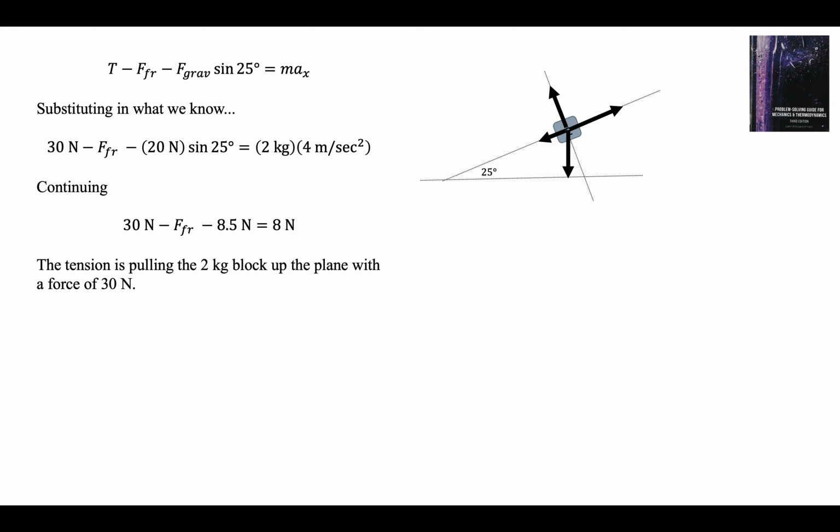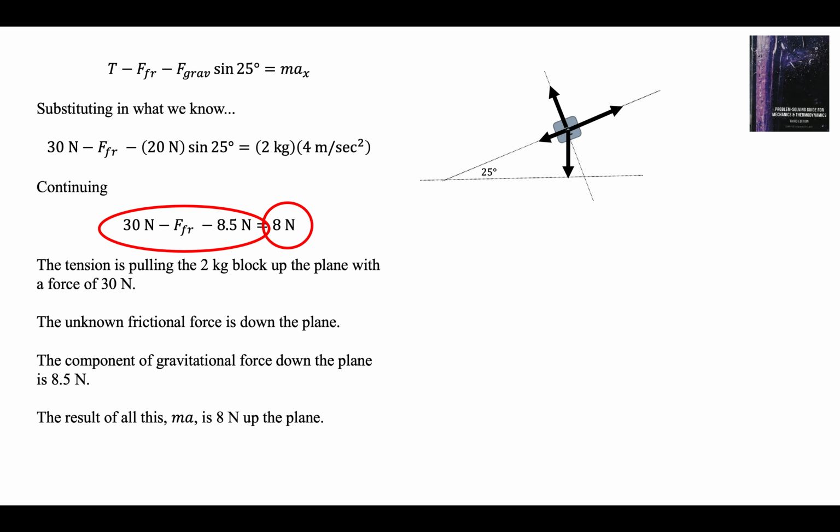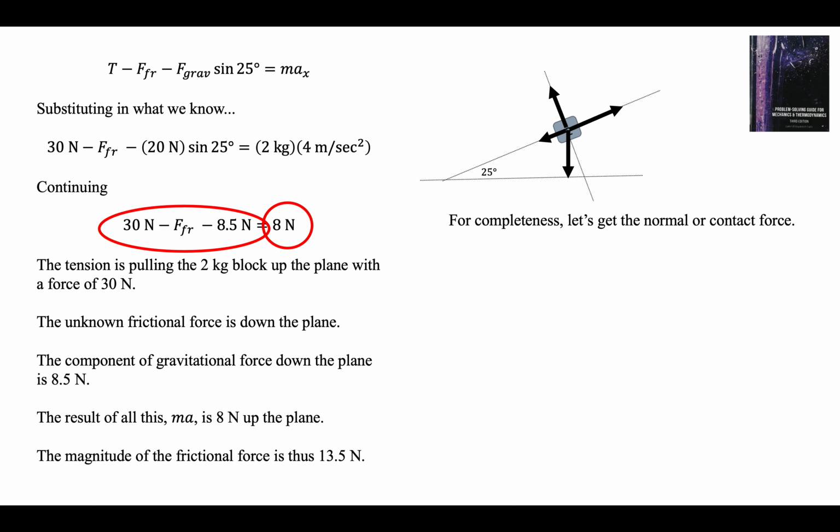The tension is pulling the 2 kilogram block up the plane with a force of 30 newtons. The unknown friction force is down the plane. The component of gravity down the plane is 8.5 newtons. The result of all of this is 8 newtons up the plane. That's the sum of the forces. That's ma. So we can calculate the frictional force with some algebra. It's 13.5 newtons down the plane.